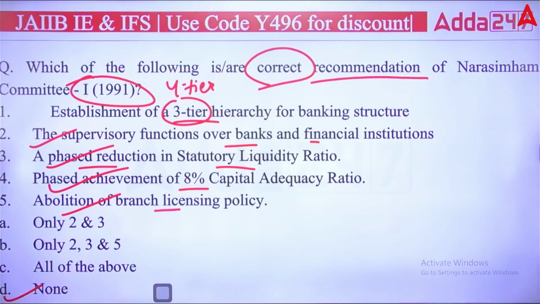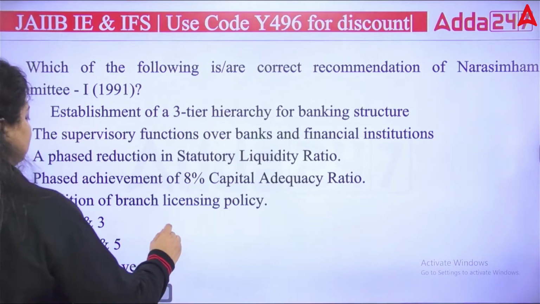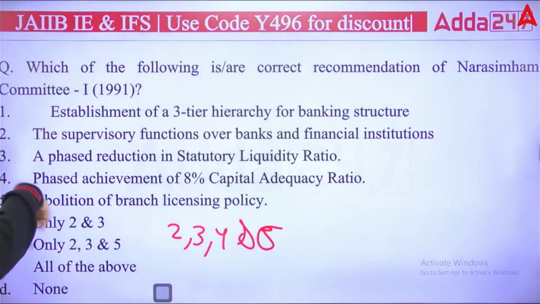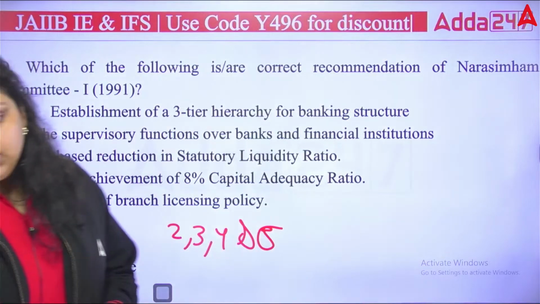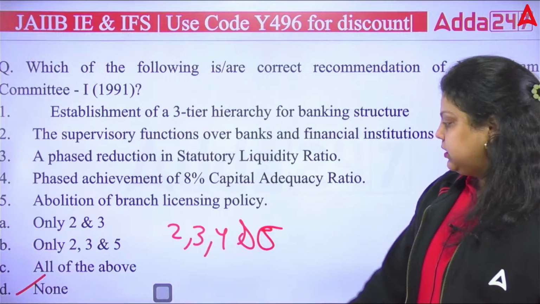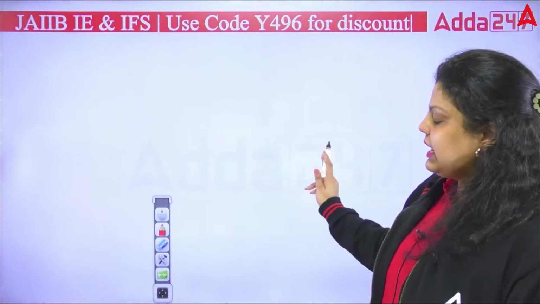Okay, if someone asks how many statements are correct, it should be second, third, fourth and fifth. But no such option has been given here. That's why we will write the none of the above option. Because only the first one is not correct, the rest are correct here. Now, next. So this is the 1991.